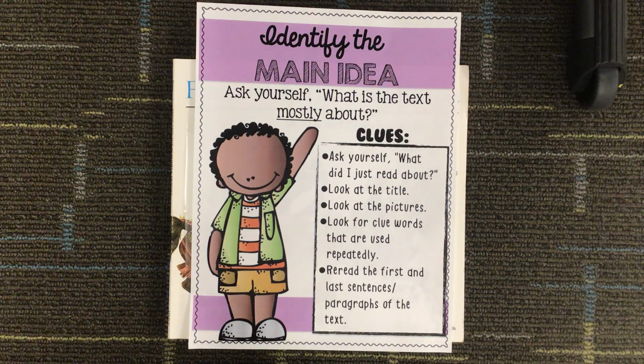Westlake Explorers. Today we will learn how to identify the main idea in stories we read. To identify the main idea, ask yourself, what is the text mostly about? You may also want to use the following clues to help you identify the main idea in books you read.